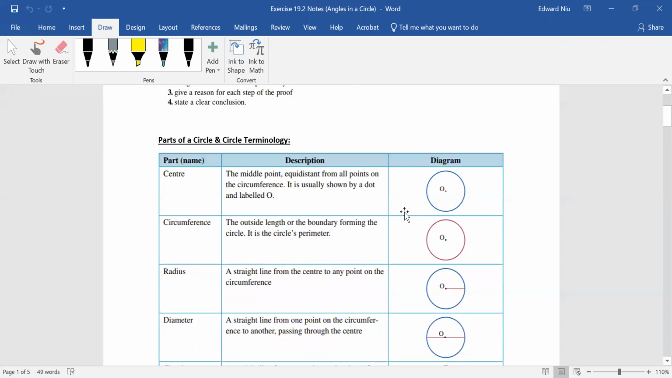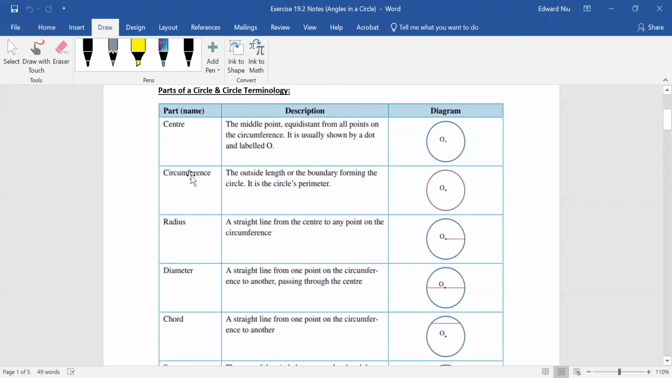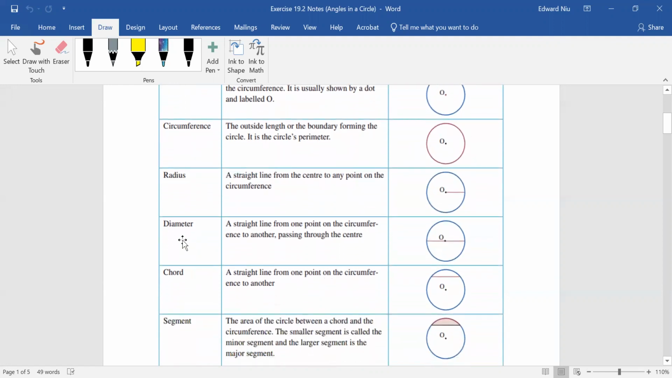So the first one is a center, which is represented by O, the center of the circle, also known as the origin. Circumference is the outside of the circle, or the circle's perimeter, or the circle's edge, the only edge of a circle. The radius is from the center to the outside of the circle, as we know from measurement. And the diameter is when we have a line which splits through the circle completely, which is also double the radius, or the radius is half of the diameter.